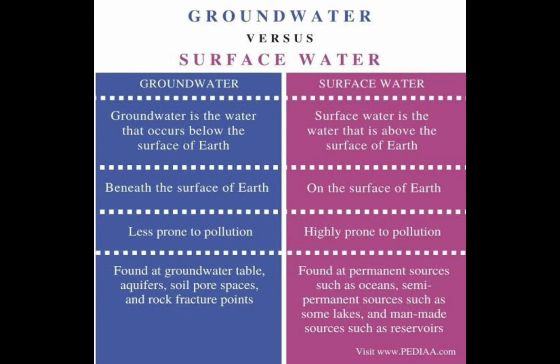Groundwater versus surface water. Groundwater is the water that occurs below the surface of the earth. It is less prone to pollution, found in groundwater table aquifers, soil pore spaces, and rock fracture points, while surface water is the water that is above or on the surface of the earth, highly prone to pollution, found at permanent sources such as some lakes and man-made sources such as reservoirs.